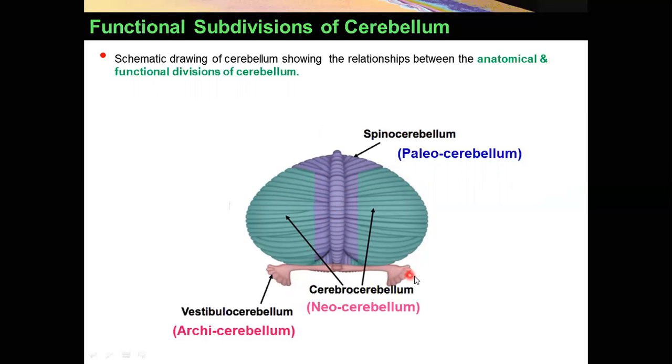Flocculonodular lobe is the vestibulocerebellum functionally, and phylogenetically, this is the archicerebellum, the oldest one. And functionally, the lateral parts of the cerebellar hemispheres are the cerebrocerebellum. This is the functional division, and this is the newest part of the cerebellum. So the neocerebellum. This part of the cerebellar hemispheres developed newly. So during the embryonic life, this part of the cerebellar hemispheres developed later on.